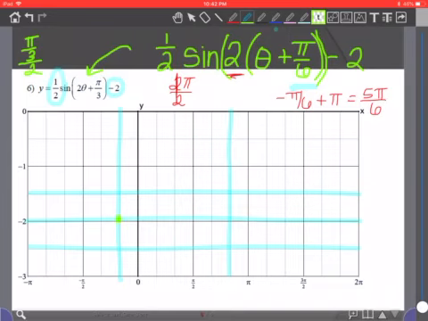So starting in the middle, starting on that new sinusoidal axis at negative pi over 6, and then it has to end at 5 pi over 6. Between those 2 points, it's going to cross again. Between the first 2, it goes up. Between the second 2, it goes down. And connect the dots.